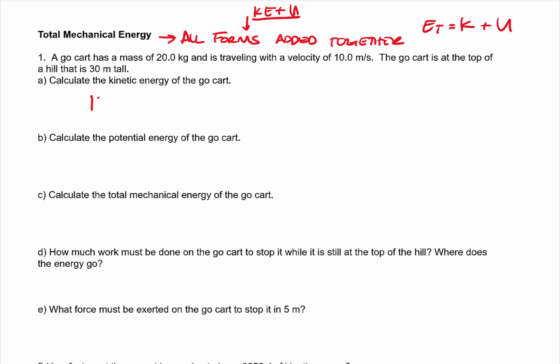Calculate the kinetic energy of the go-kart. Kinetic energy is 1/2 mv squared. So that's 1/2 times 20 kilograms times the velocity, 10 meters per second, whole thing squared. So that kinetic energy comes out to be 1,000 joules.